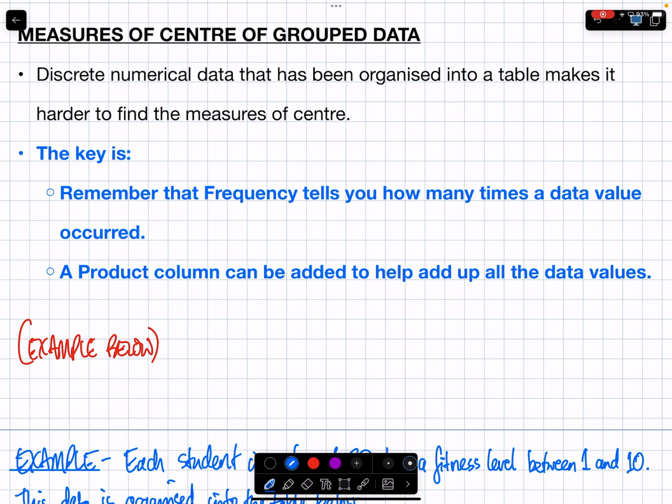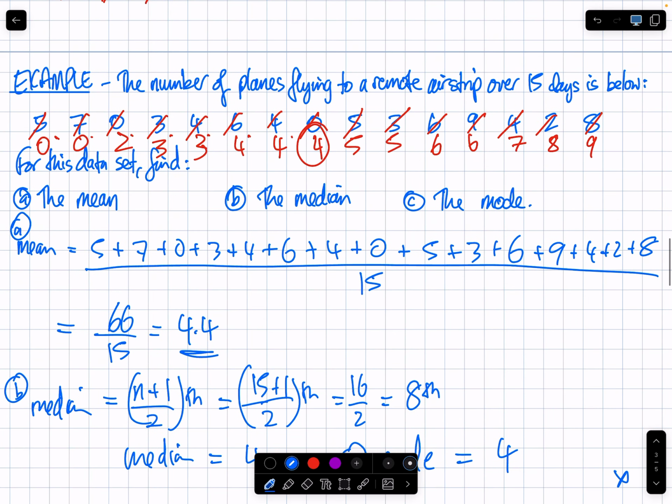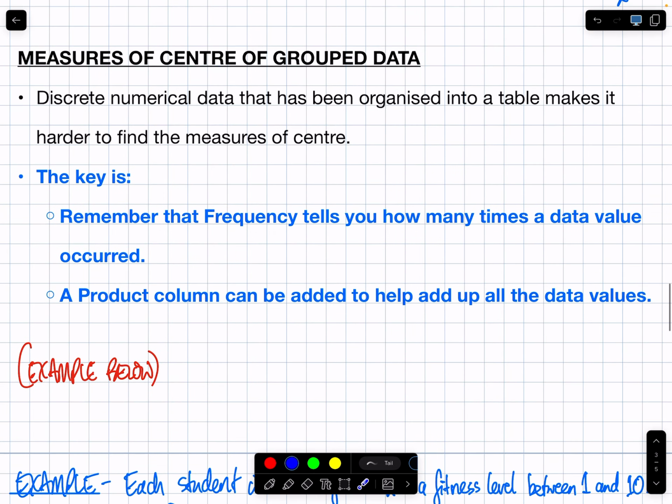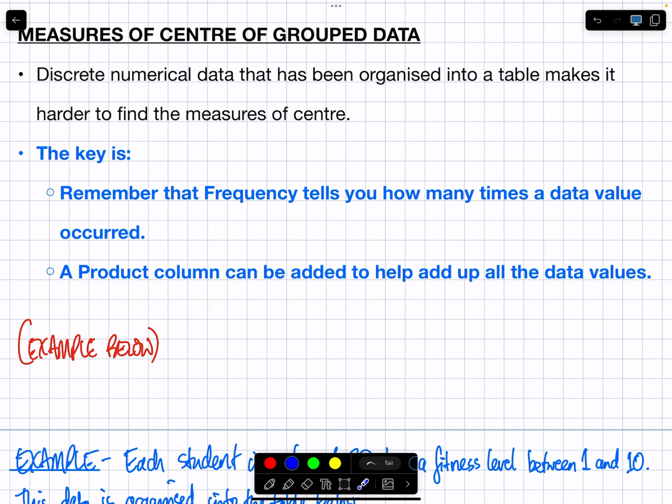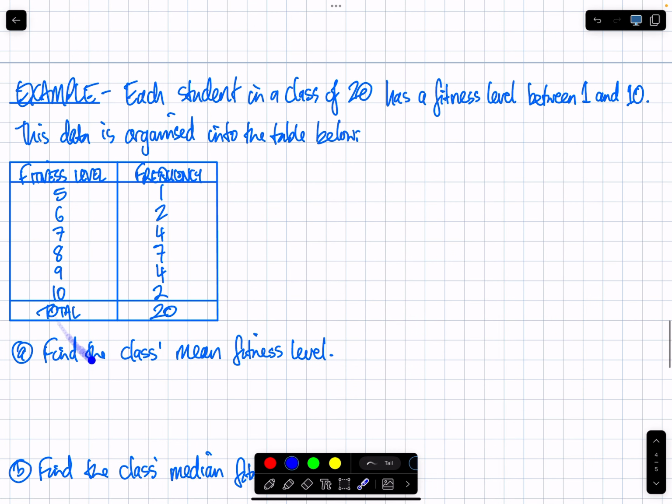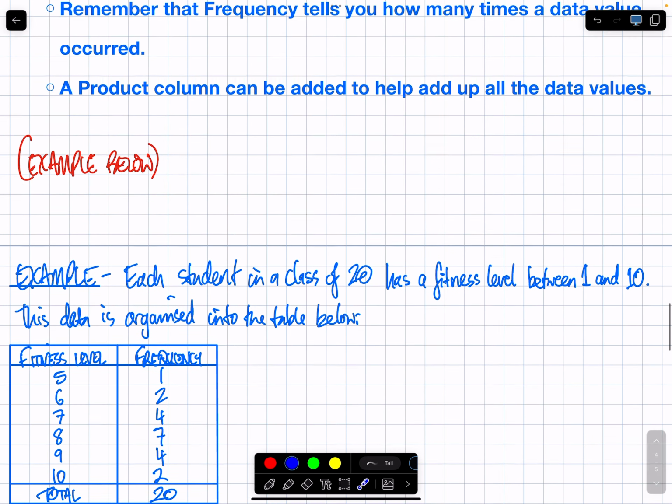Okay, I've shown you how to find the measures of center for data that's just been written out like this. Data that's been written out raw, but sometimes your data is going to be grouped up into a table. Discrete numerical data that's been organized into a table makes it harder to find the measures of center, like this. That's been organized now. So how do you deal with that?